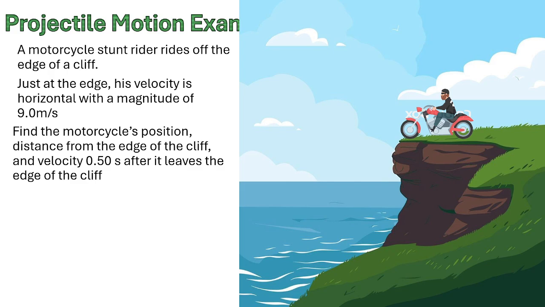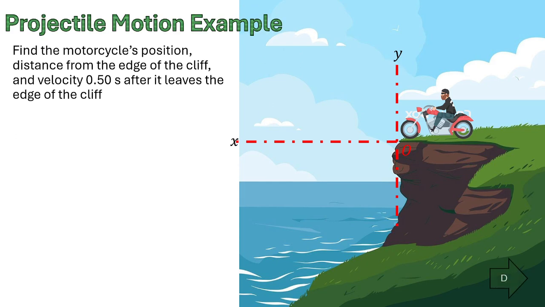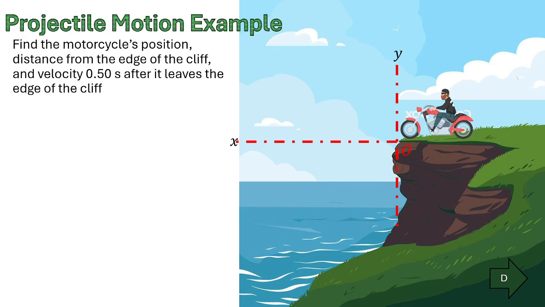These are the required: find the motorcycle's position, distance from the edge of the cliff, and velocity 0.5 seconds after it leaves the edge of the cliff. Let this be our x and y plane with our starting position at point O, the origin. So first, for position.